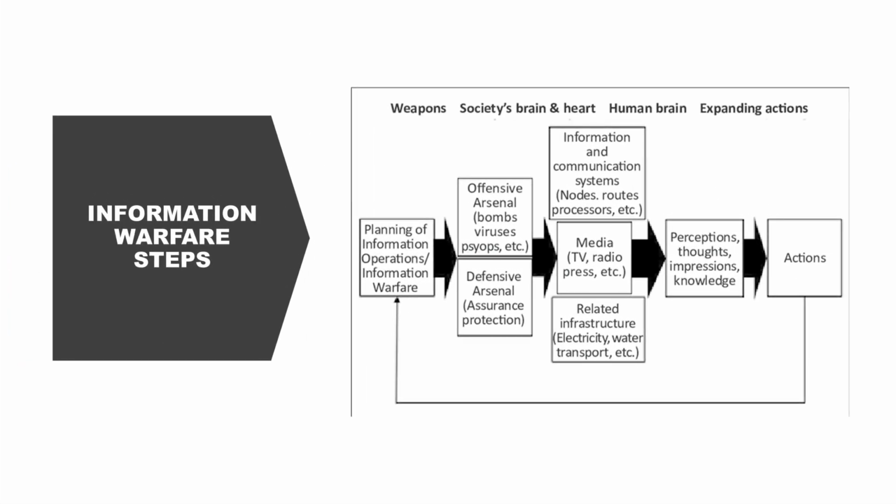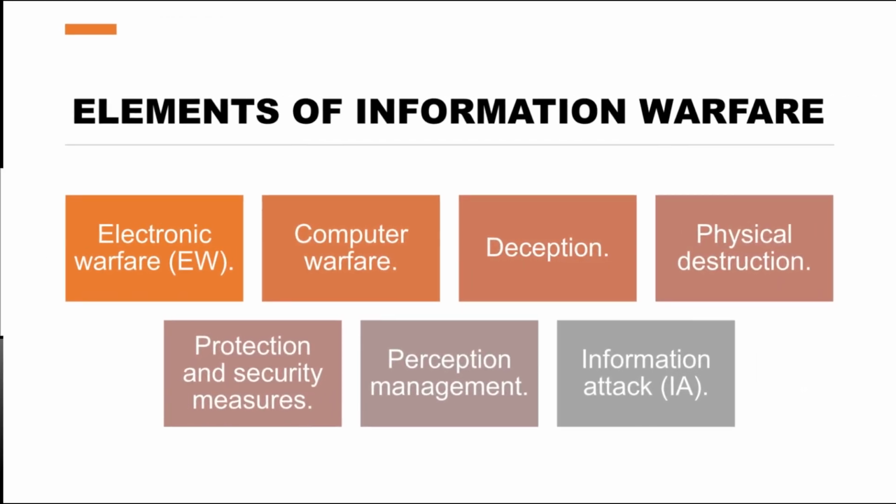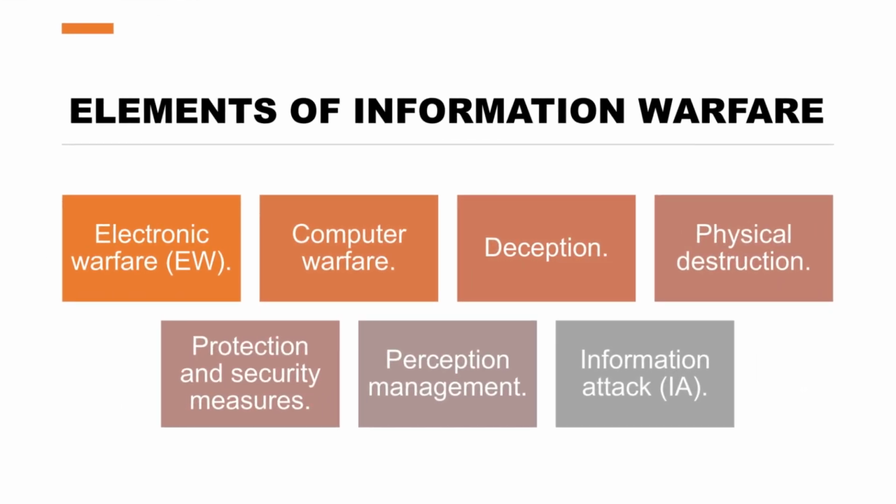Information weapons could be software logic bombs or computer worms and viruses. Information warfare could be conducted with such easily accessible means as cellular telephones and the internet. Threat information warfare occurs through the combination of 7 elements: electronic warfare, computer warfare, deception, physical destruction, protection and security measures, perception management, and information attack. The 7 elements of information warfare do not exist in isolation from one another and are not mutually exclusive. Often they are mutually supporting.